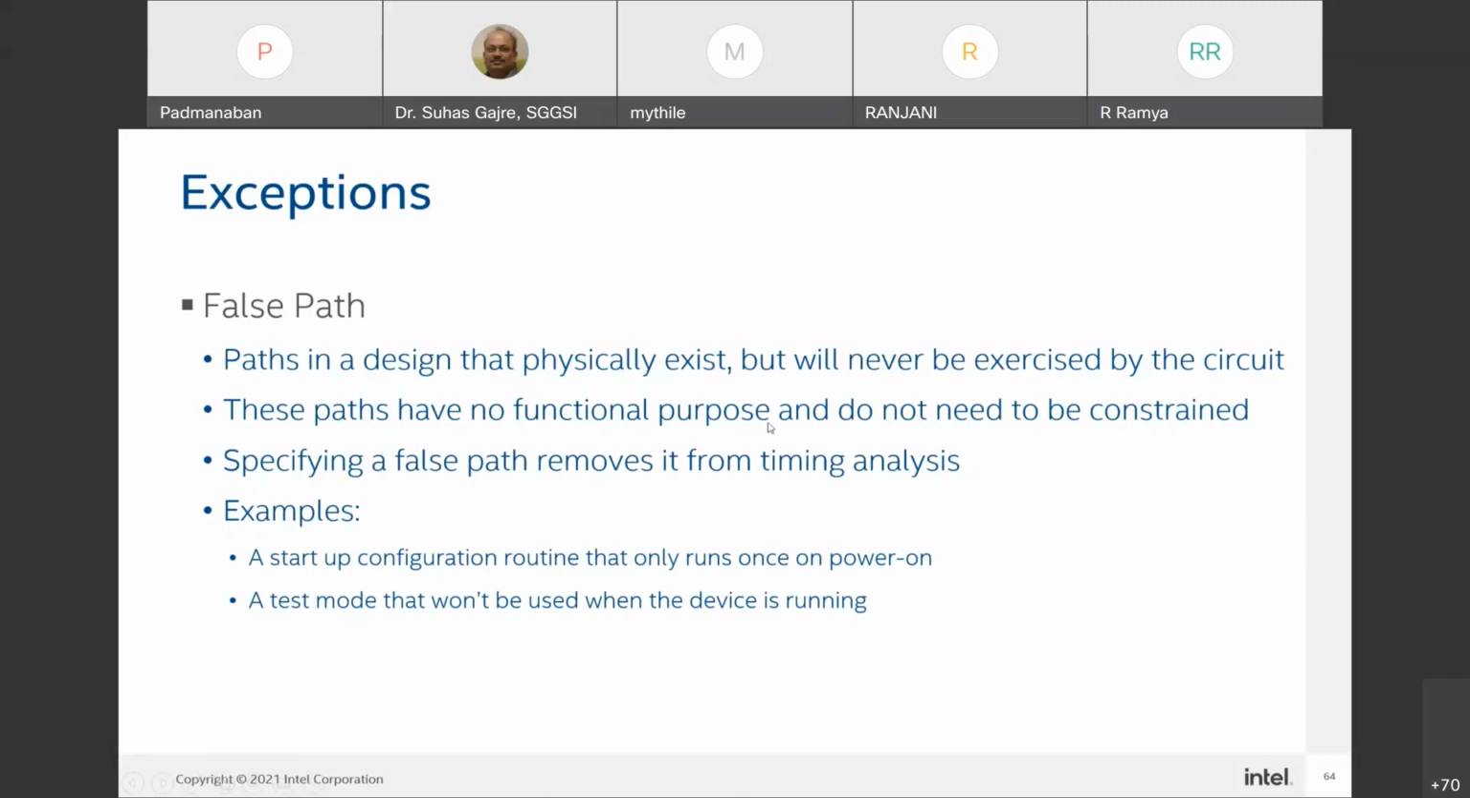These paths have no functional purpose and they do not need to be constrained. They need to be ignored during timing analysis. So specifying a false path removes it from timing analysis. The timing analyzer tool will ignore the false path. Why does a false path need to be ignored, and what is the problem with a false path? Let us explore one simple example here.